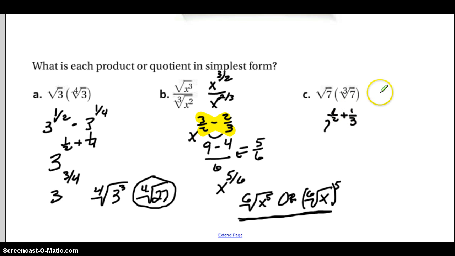And just like we did with the other one, we're going to use a little butterfly. 2 times 1, 1 times 3, and then we're going to multiply 2 and 3 together. 7 to the 3 plus 2 over 6. Again, you can write that in radical form, index of 6, 7, the power of 5.